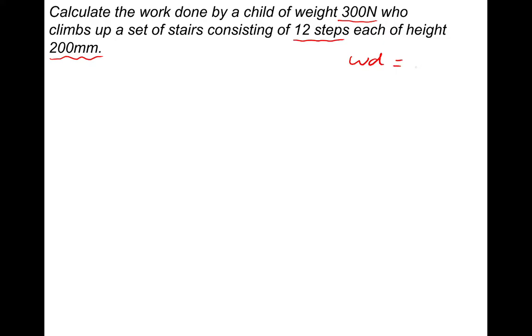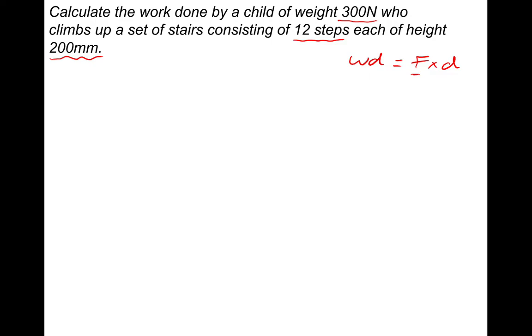So work done is force times distance. Now the force in this question is going to be the force that you're doing work against, which will be the weight of the child. So the force is 300, and what we need is the vertical distance, because we're doing work against gravity. So what we've got is 12 steps at 200 millimeters each.